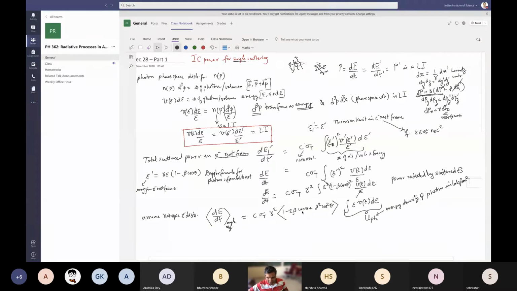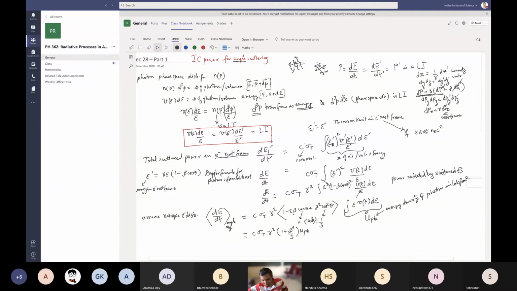And what about this? This goes to 0 because the cos theta average is 0. The angle average of cos squared theta is 1/3. So this becomes c sigma_T gamma squared (1 plus beta squared by 3) U_ph.